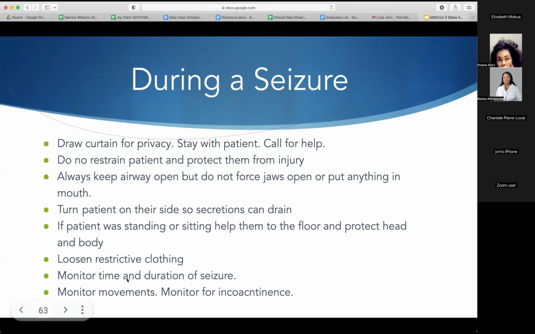So Miss Chantal was correct. Your two priorities for a seizure, well, number one would be airway and then time, okay? Monitor their movements and monitor for any incontinence.